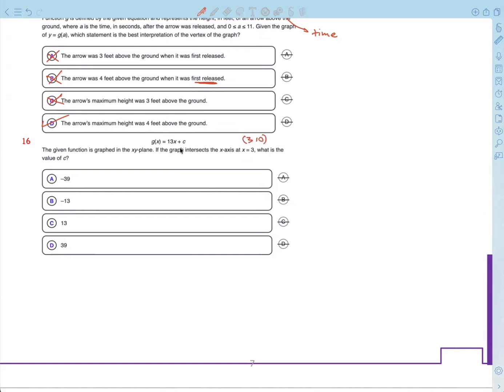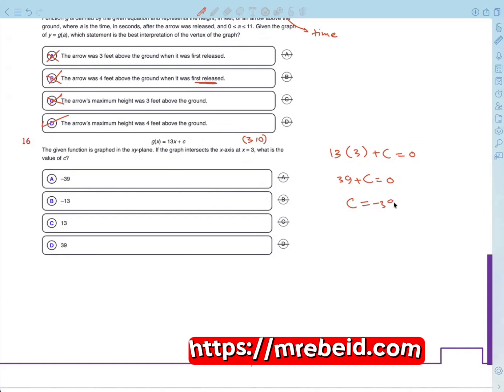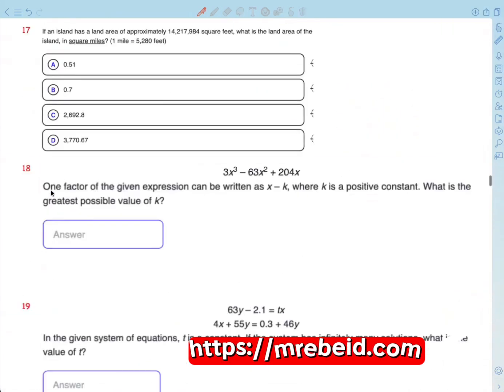Or you can use Desmos also to answer this question, but I prefer not to use Desmos because it's very easy. Just replace x with 3, so it's 13 times 3 plus c, and this is equal to 0. It means 39 plus c equals 0, so c equals negative 39. This is by subtracting 39 from both sides, so the answer is A. Let's move to the next one, question 17.